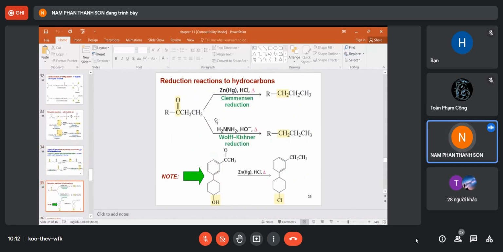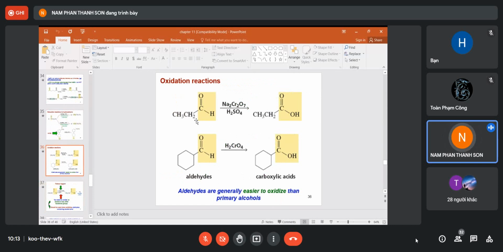And of course, you know the Clemmensen reduction. I say again, you will see these two reactions in your midterm and your final. Normally, when you reduce C double bond O, we have an alcohol. But for Clemmensen or Wolff-Kishner, the oxygen disappears. No more oxygen.